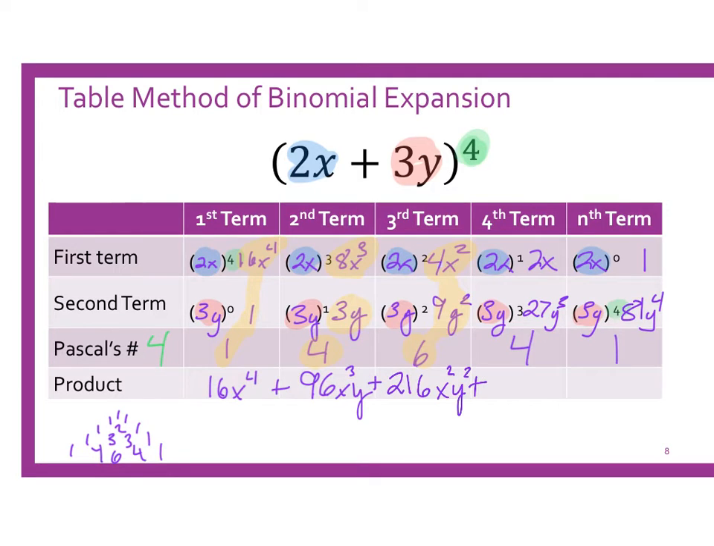Plus, now I have 2 times 27 times 4, so you can just type these into your calculator. So I have 216 again, x y cubed. And now I have 1 times 81 y to the 4th times 1. So it's plus 81y to the 4th. And that is your answer, and you're done.